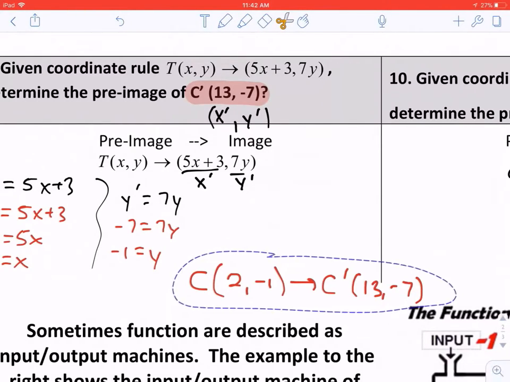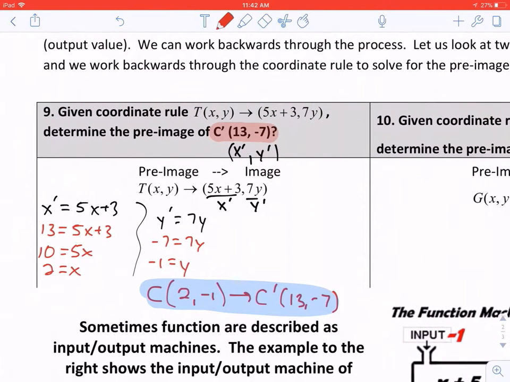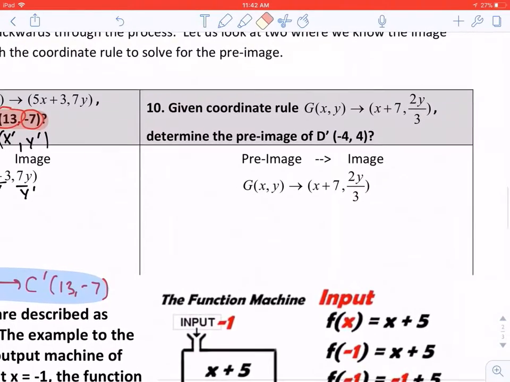Once you're finished, if you want to check your work, it's pretty easy. If I take a negative 2 and put it in here, it's going to be 5 times negative 2 is 10. Pardon me, it's positive 2. 5 times 2 is 10, and plus 3 is 13. That's what C prime is. If I put negative 1 in here, 7 times negative 1 is negative 7. That's what y prime is. So it checks out. Shall we do another?